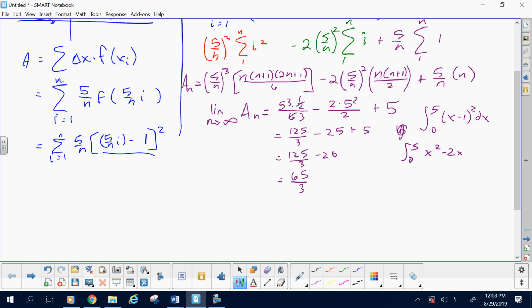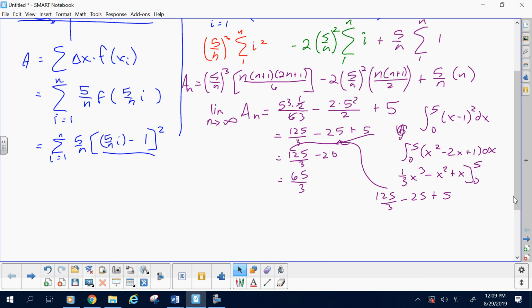How's that sound? Okay. So I would get something like 1/3 x cubed minus x squared plus x from 0 to 5. That is 125 thirds minus 25 plus 5. That is exactly what we had there. So we did that. All right? Assuming we did everything below that, right? How'd it go? Amazing. Okay, cool.